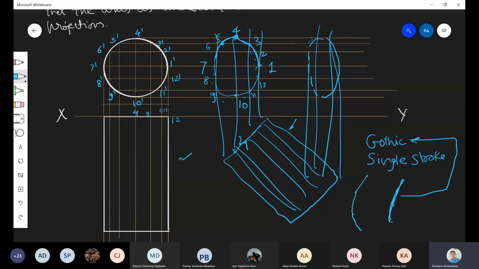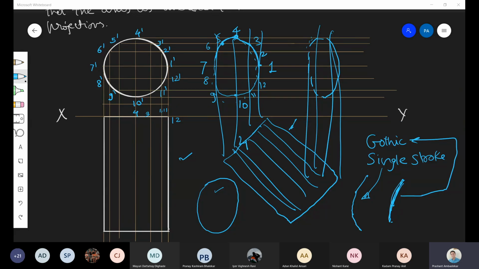Drawing the line two or three times at the same place, that is Gothic. And single stroke means you are joining it one time only. You are drawing the line or curve, whatever it is, one time only, and you are not repeating it. You are not drawing it again and again over that same place. Okay, that is called single stroke. So do it like this. See, I am doing it here. Do it like this. It may happen that when you do it the first time, you may not get a correct curve. So you have to practice it. That's it.